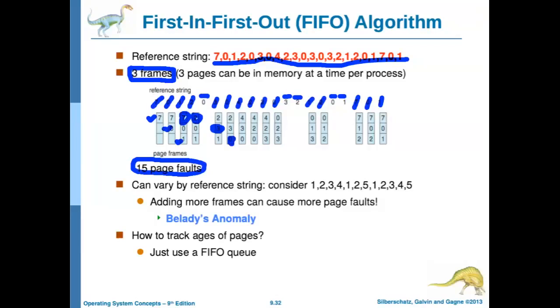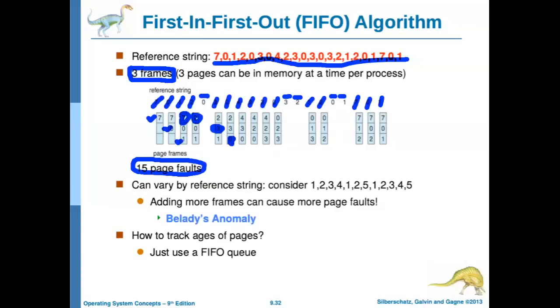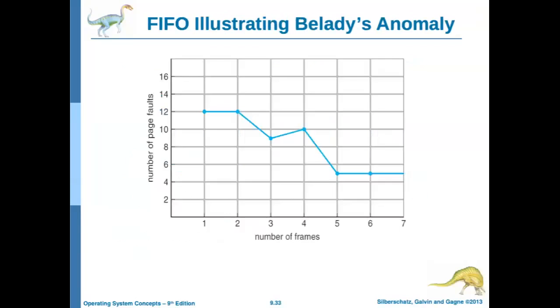For that, this is the example. This is the reference string, and for this reference string, if you go with just a single frame, it will result in 12 page faults. With 2, it will result in 12. With 3, it results in 9. That is okay. Up till now it is okay. But if the number of frames is 4, it results in 10 page faults.